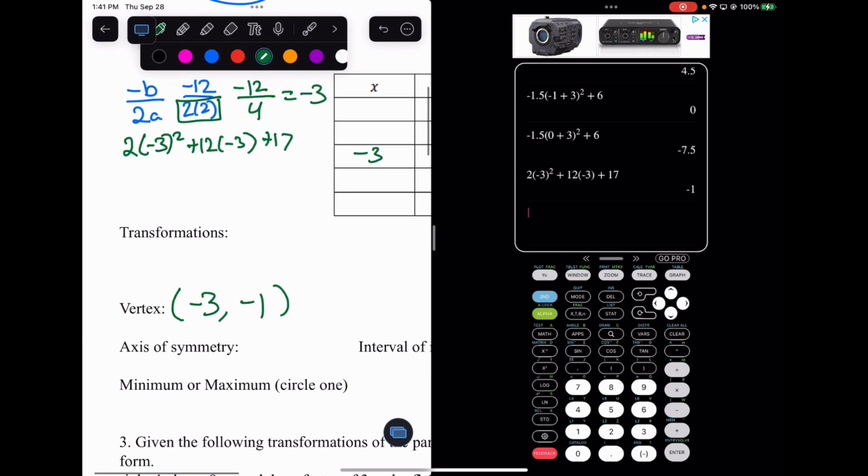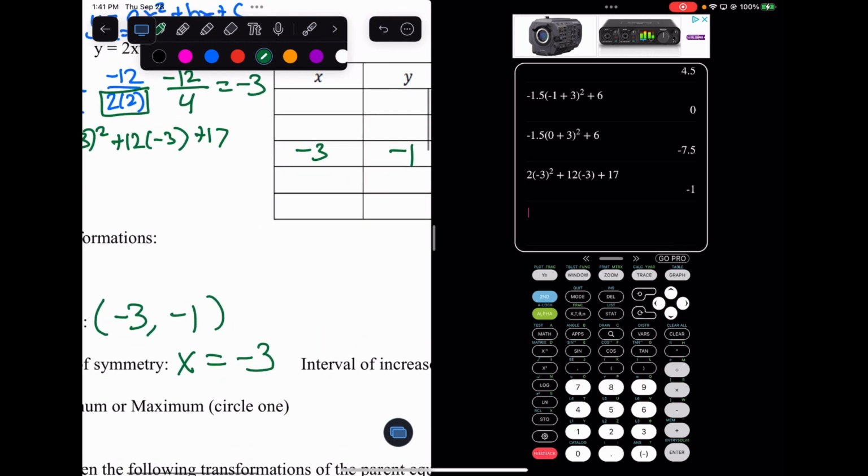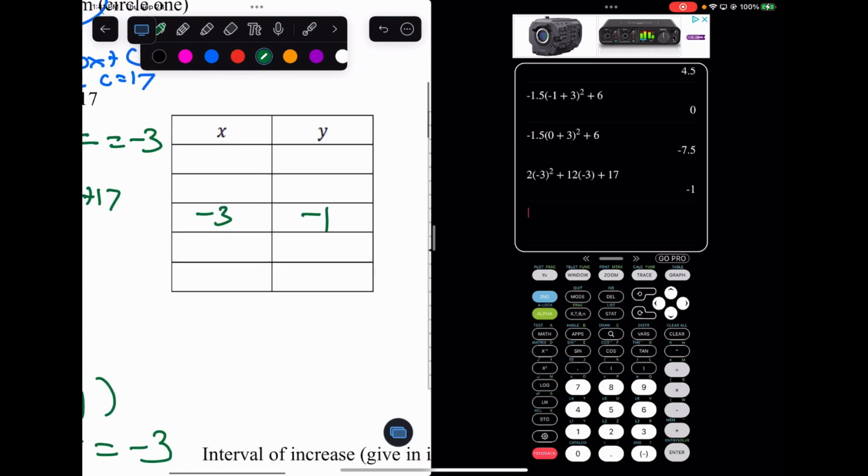Then I should be able to find my axis of symmetry right now. I know my axis of symmetry is the x value of my vertex. I just do x equals that value. So I get x equals -3. At this point, I would definitely go graph. So we're going to do our 2 points ahead of this, which are -4 and -5, and then after, -2 and -1.